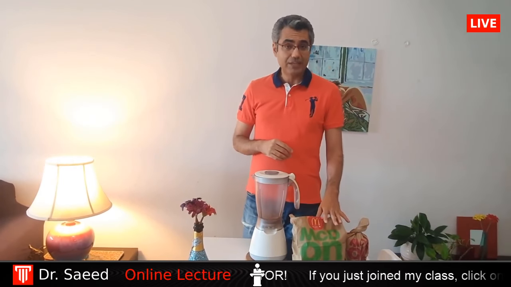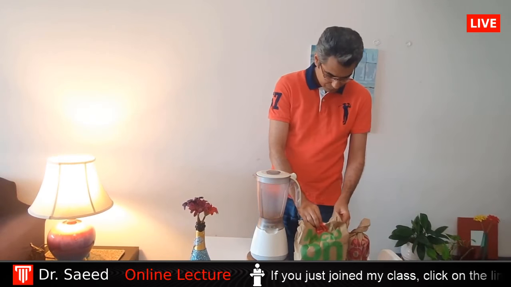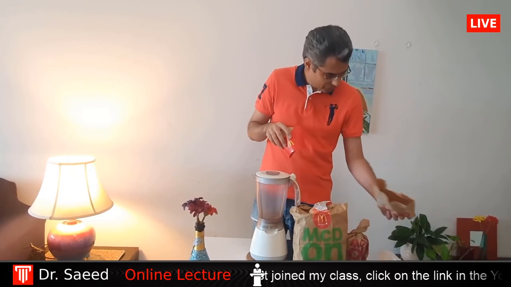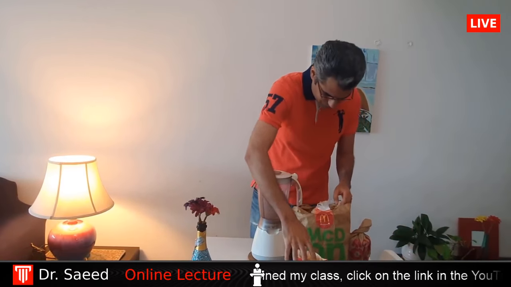For today's lunch, I've ordered some mac chicken and some drink and some fries. I have some fries. And this is my mac chicken. And here I have my drink. Okay, so what you need is a blender.